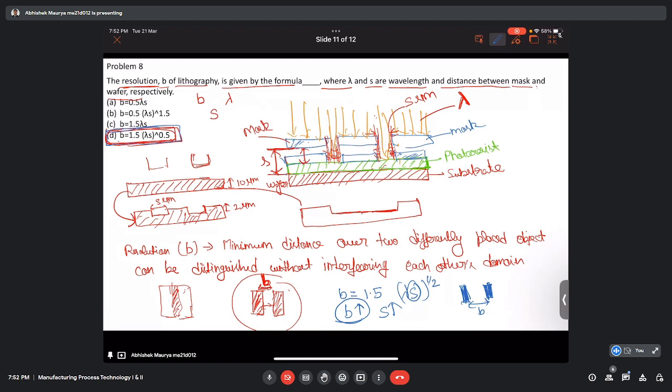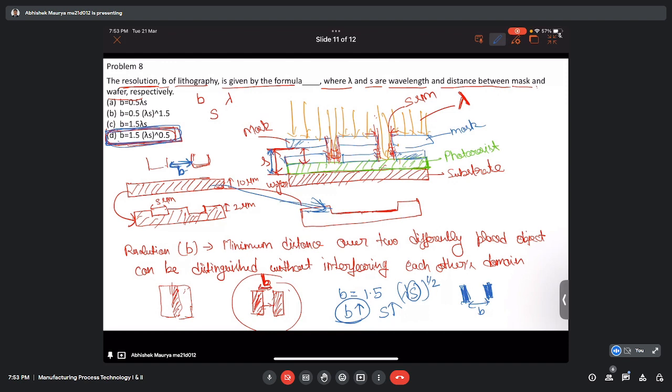We want to create very fine features, so we should adjust this distance S in such a way that our optical system can resolve these two features separately. Then only the manufactured components will have the desired feature, otherwise we will get a defective object, something like this. So the correct answer is D, but I have explained the significance of this relationship.